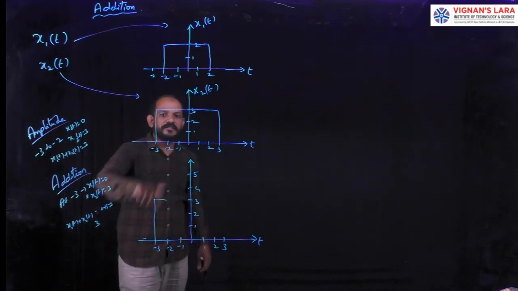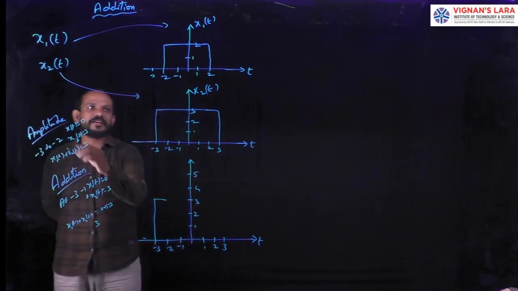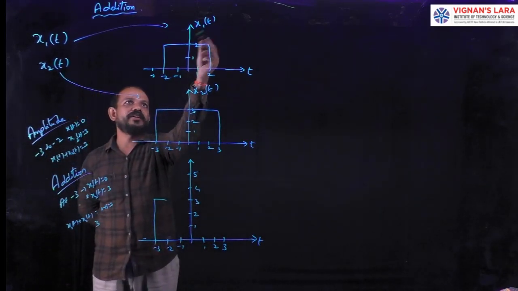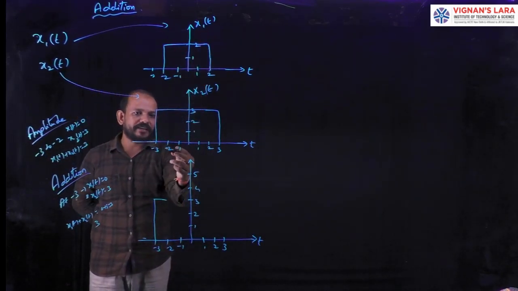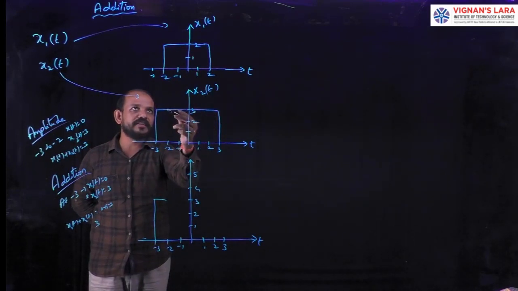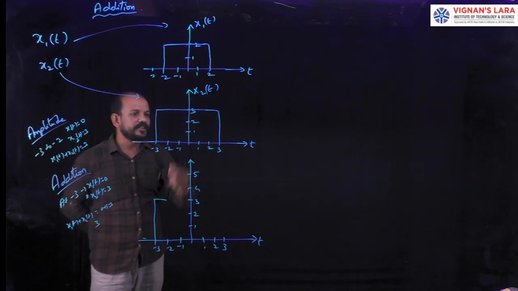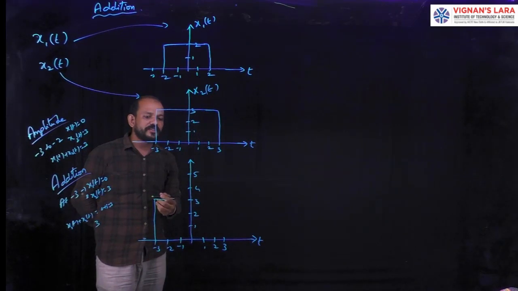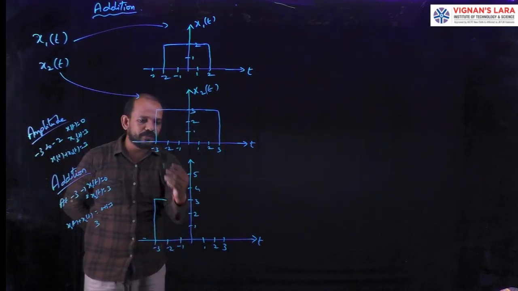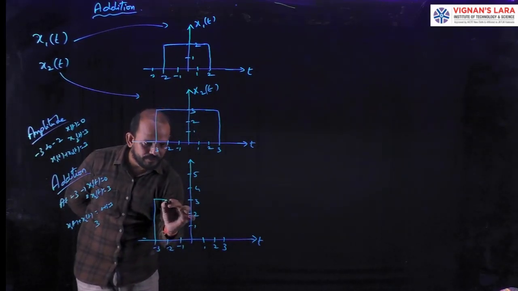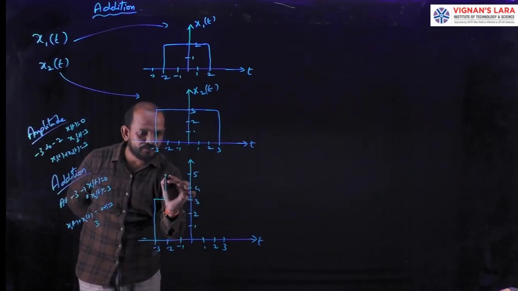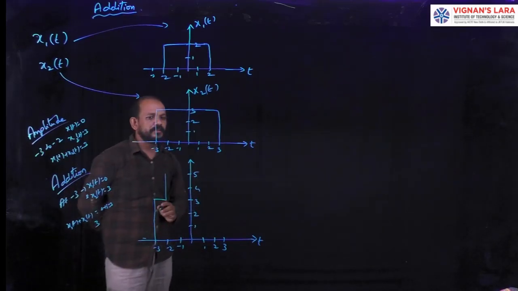See, at -2, x1 of t is 2, and x2 of t is 3. 2 plus 3 is 5. So at -2, the value is 5.